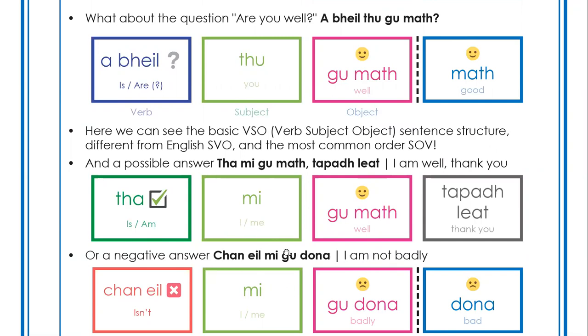So you can use a positive answer or a negative. A bheil thu gu math? Tha. A bheil thu gu math? Chan eil.